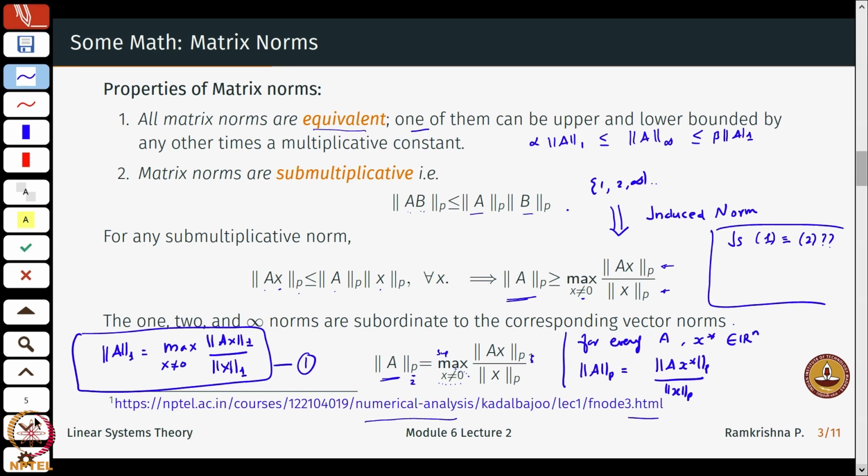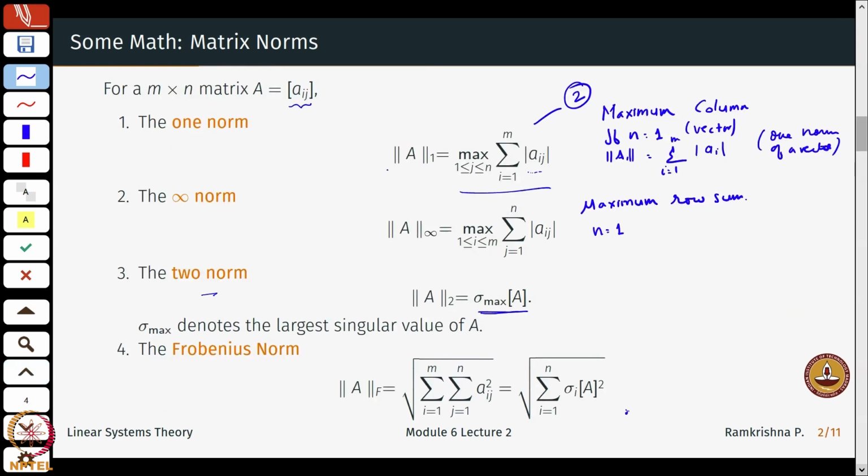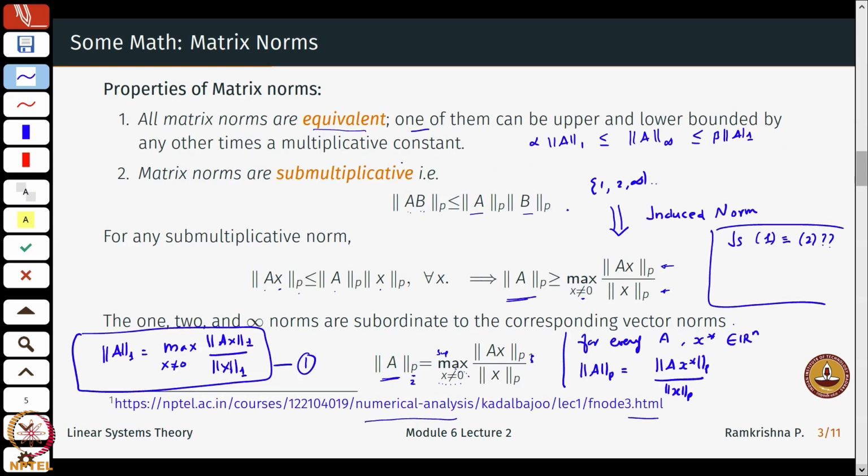So, there is a good equivalence between the definitions of the 1, the infinity and the 2 norm, and what I derived here via the submultiplicative property. Okay. So, of all these properties, this is what we will be using in this lecture.